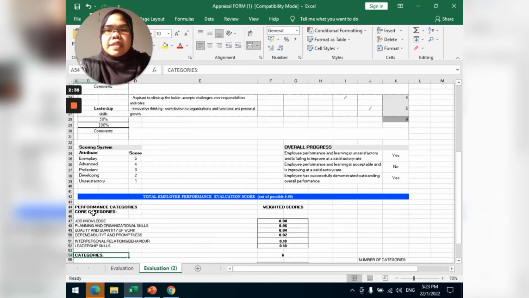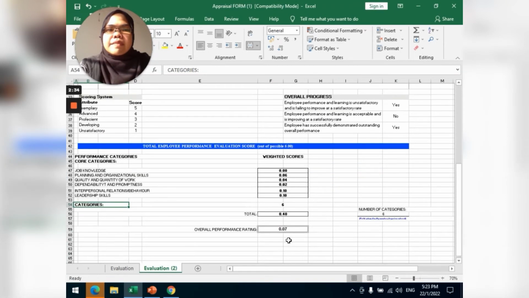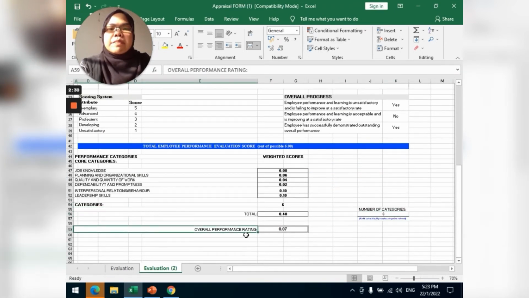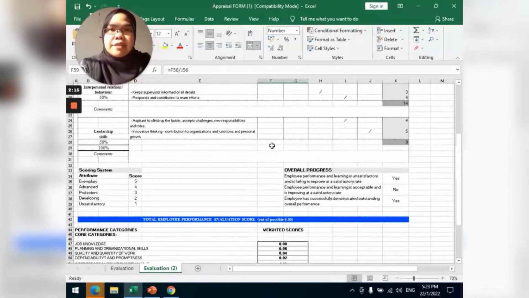We had 6 categories here. To calculate the overall performance rating, the total of the weighted scores is divided by the number of categories, and you get the overall performance rating for this employee. That's all from me.